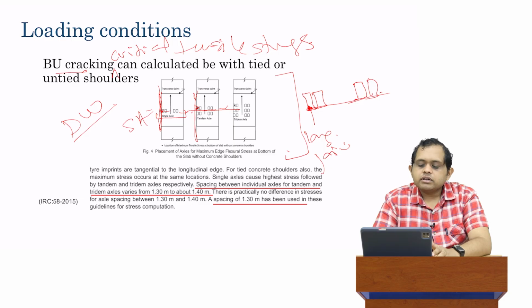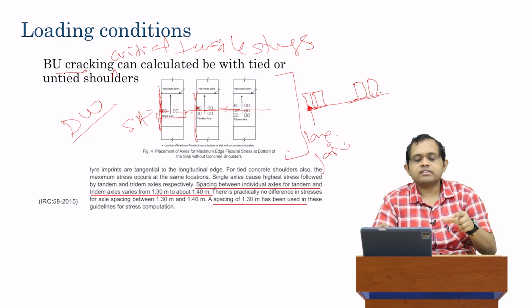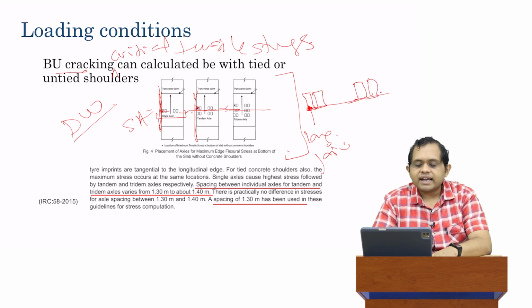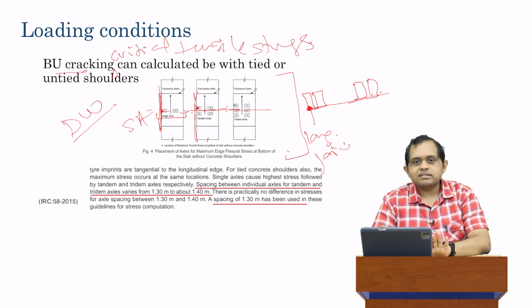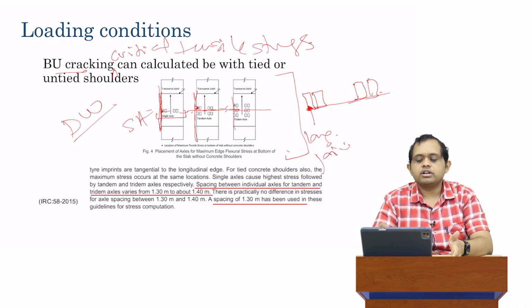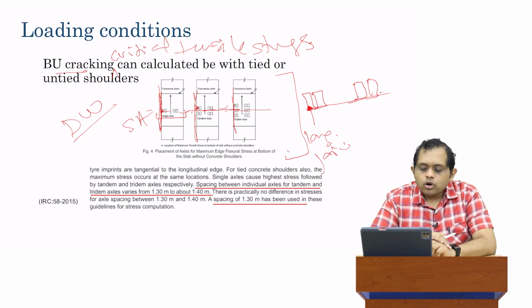And if you have a tridem, then for tridem, the recommendation is that the middle wheel, so the tridem axle consists of 3 axles, the middle axle has to be placed exactly at the center of the slab longitudinally, and the entire axle system has to be placed along the longitudinal edge thus. So these 3 then give us the critical loading conditions for bottom-up cracking.